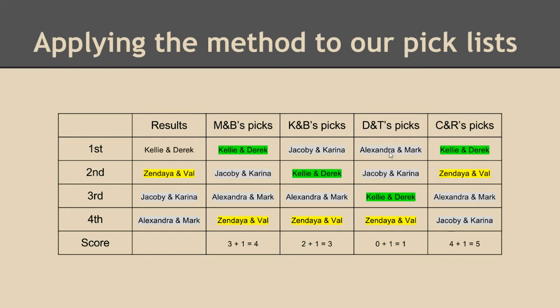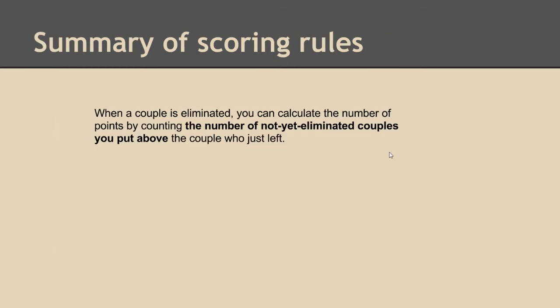So to sum it all up, whenever a couple's eliminated, you can calculate the number of points you get by counting the number of not yet eliminated couples that you put above the couple that just left. If you do that, that's the exact answer, and that's what I'll be doing on the sheet.